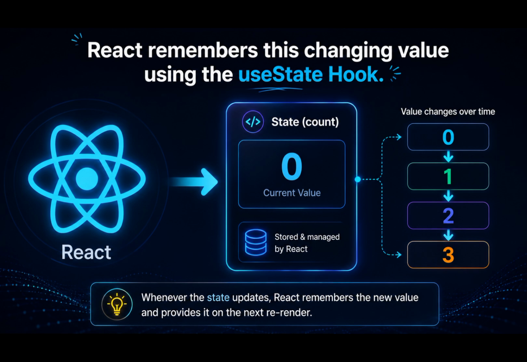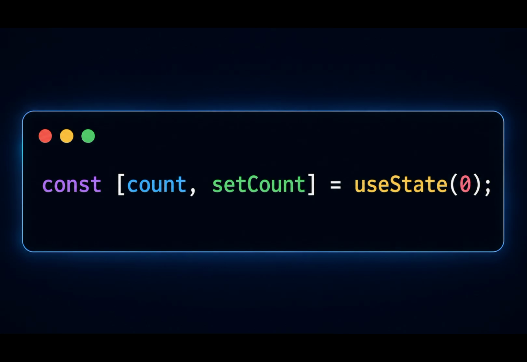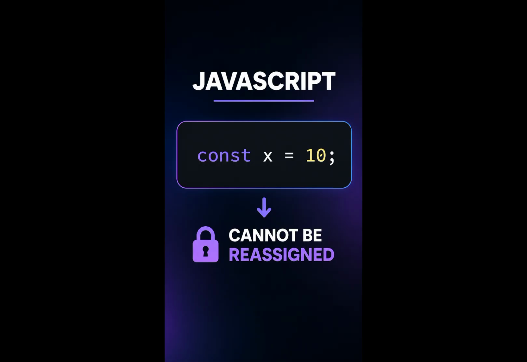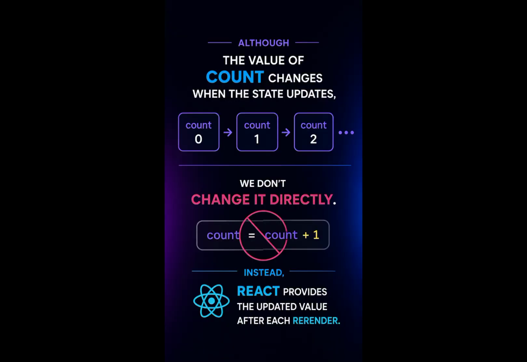Here, first we use the const keyword. In JavaScript, const means the variable itself cannot be reassigned within the same render. Although the value of count changes when the state updates, we don't change it directly. Instead, React provides the updated value after each re-render.